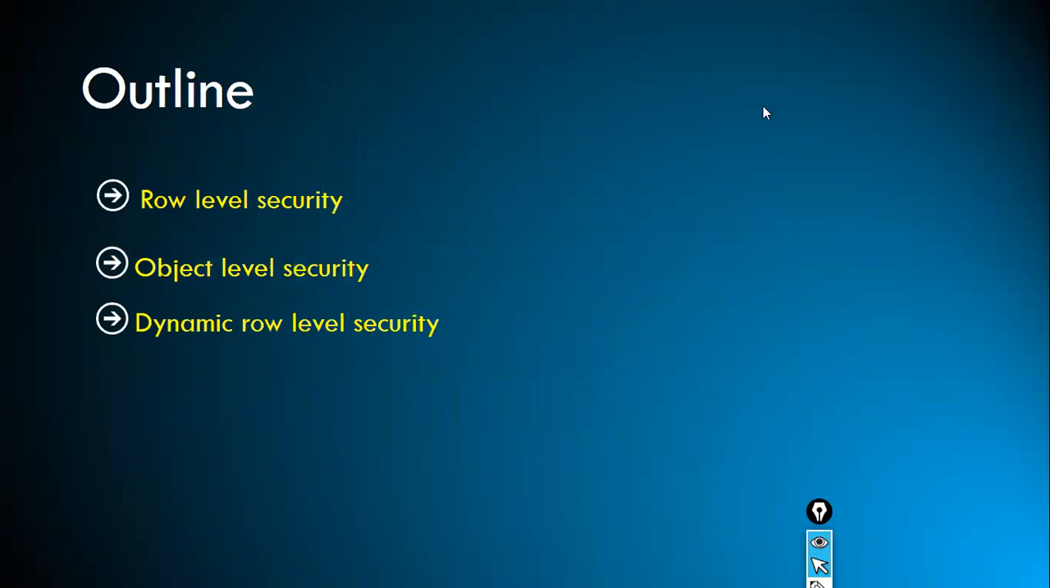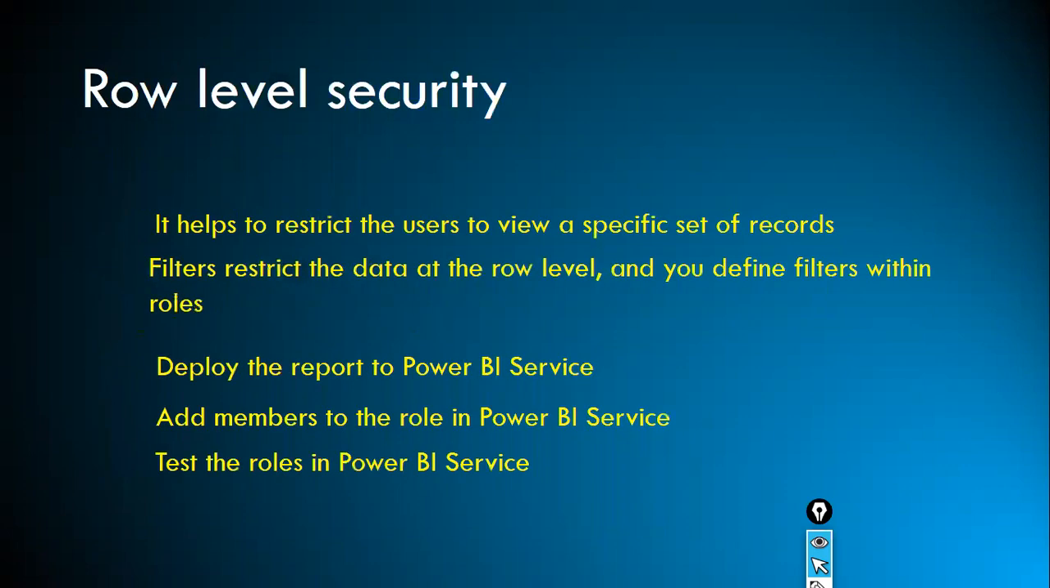There are three types of security: row level security, object level security, and dynamic row level security. Now let us discuss row level security. The advantage of this one is we are going to limit the users to view only the data which they intend to see.